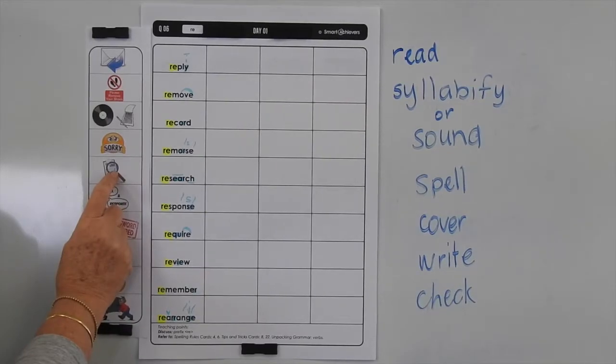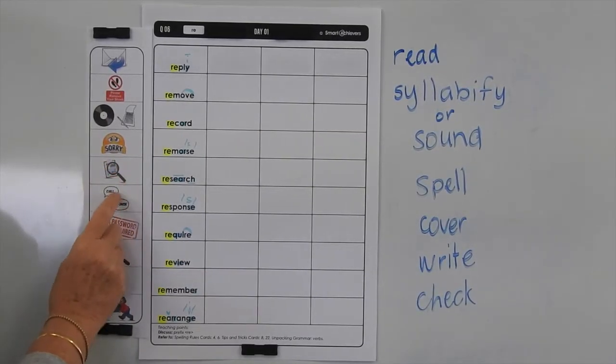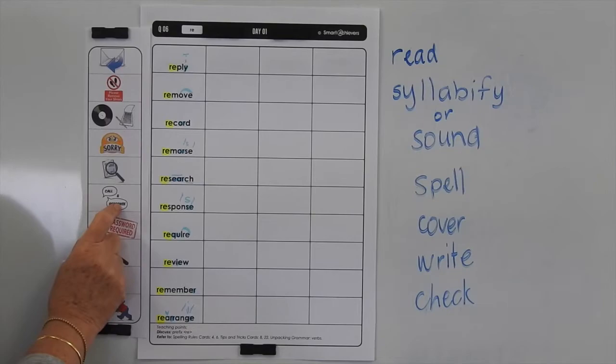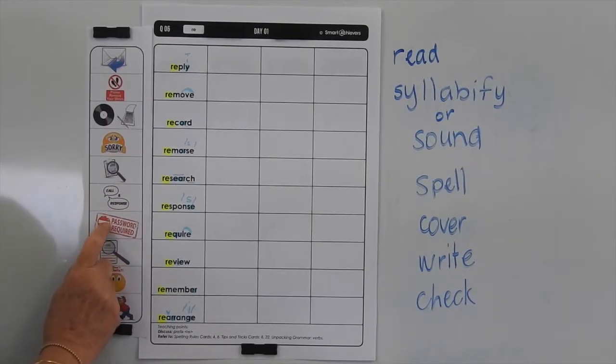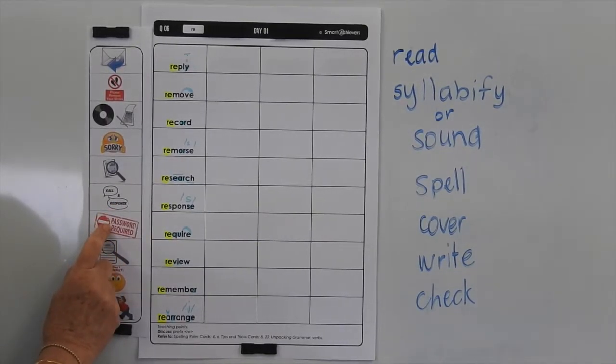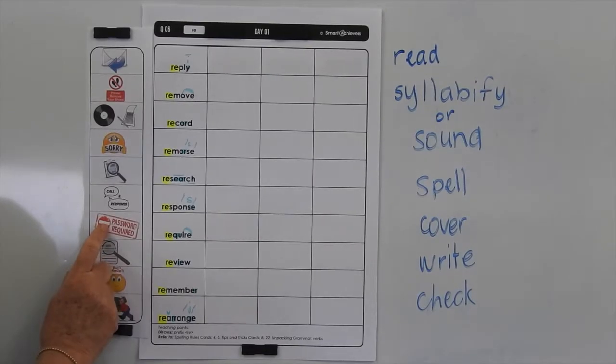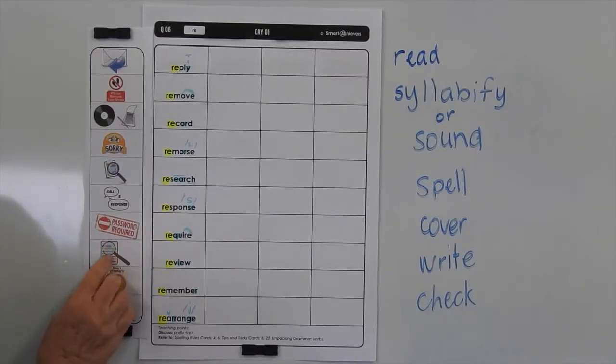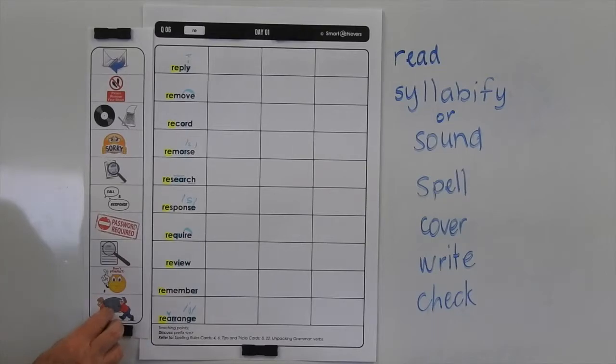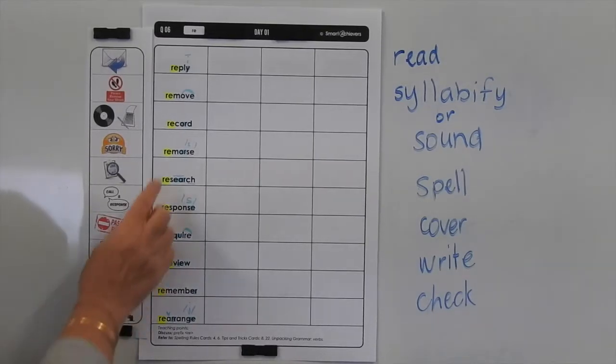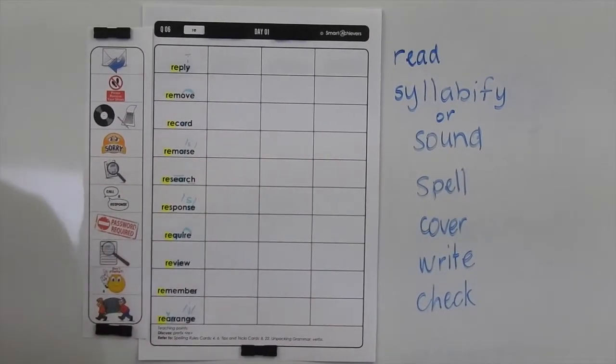Research is when you investigate or find out information about something. A response is a reply to a question. Require is a need, something you really have to do, you need to do. A review is when you check something over again, or you look over it again to make sure it's correct. Remember is when you recall something from the past. And rearrange is when you swap things around. We'll leave you to get on with the rest of that page.